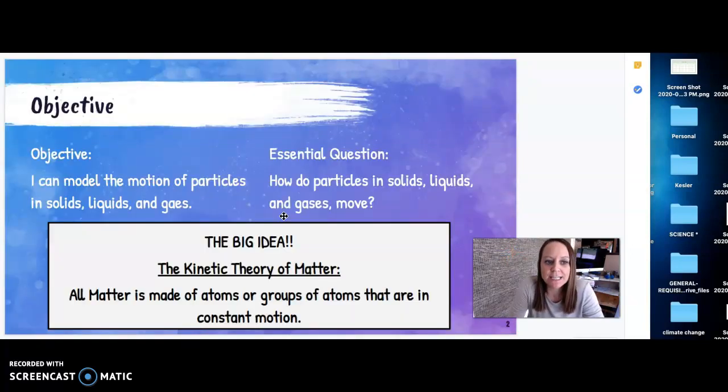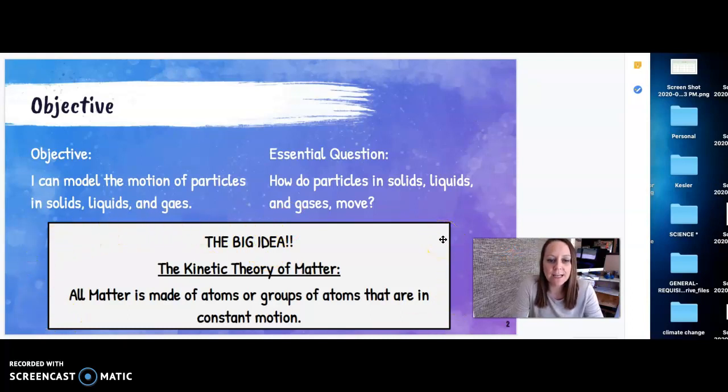The objective is I can model the motion of particles in solids, liquids, and gases, with the essential question being how do particles in solids, liquids, and gases move? So I think you guys probably can identify things as being a solid, a liquid, or a gas, but what do we really know about them? That's what we're going to be talking about today, and what makes something a solid, liquid, or a gas. Okay, so our big idea here is the kinetic theory of matter.